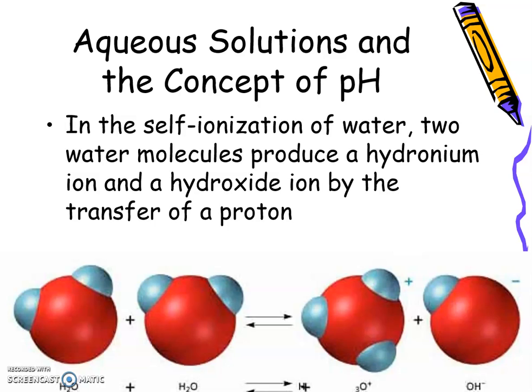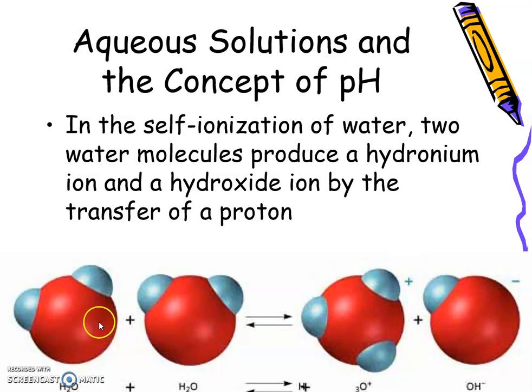All right, I'd like to talk about the concept of pH. Whenever you have pure water in a container, you will find that occasionally two water molecules will come together and transfer hydrogen from one of them to the other. So in the process, you make an H3O+, which is a hydronium ion, and an OH- ion. So this is our acid ion and this is our base ion.